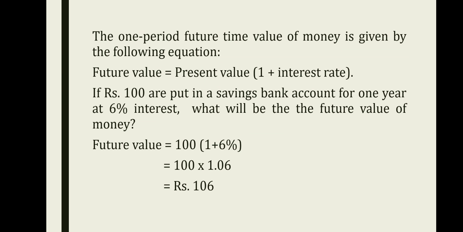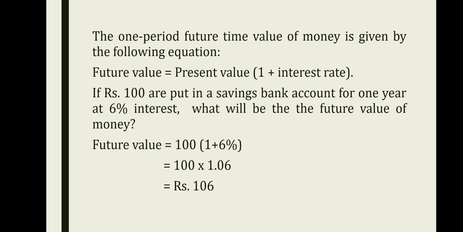The one-period future value of money is given by the following equation. Future value is equal to present value into 1 plus interest rate. Here the compounding concept is used. Let's try to understand this with the help of an example.